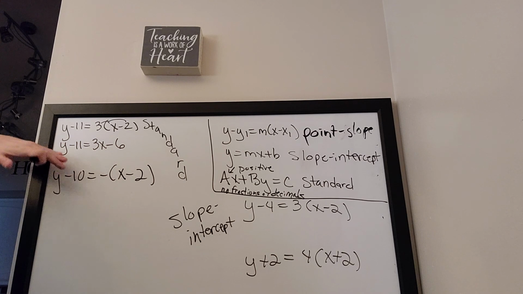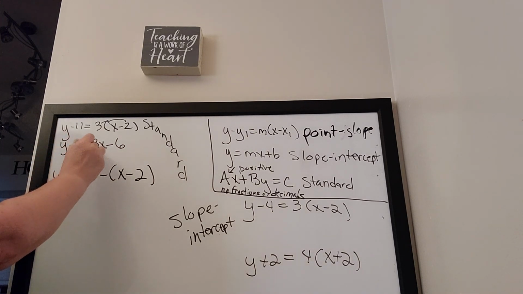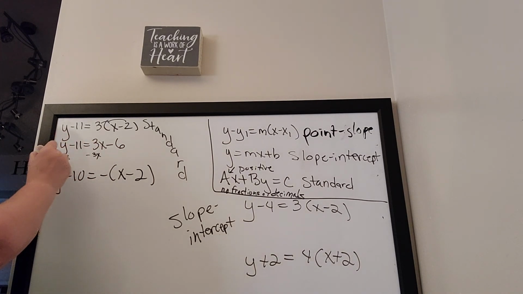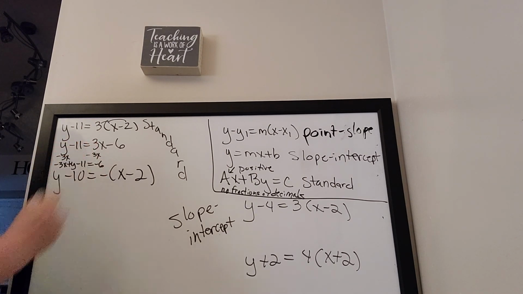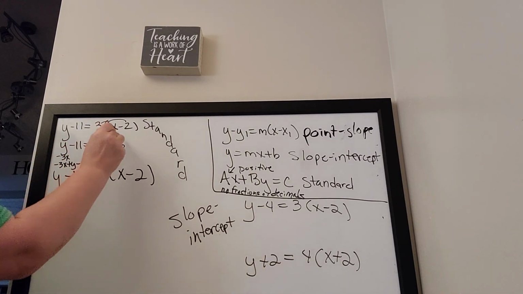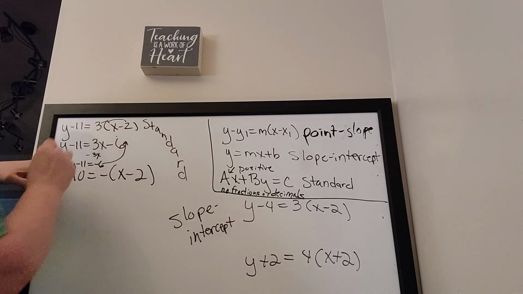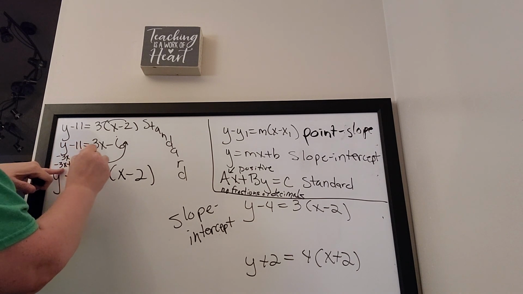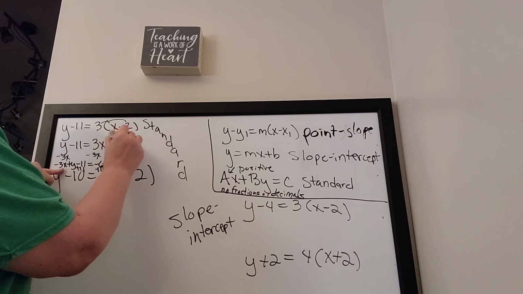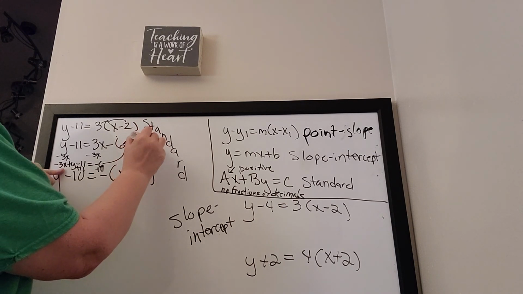I need my x over here, so subtract 3x from both sides. So I get -3x plus y minus 11 equals -6. Could use a little more room. I'm going to go up here. Add 11 to both sides. So -3x plus y equals 5.